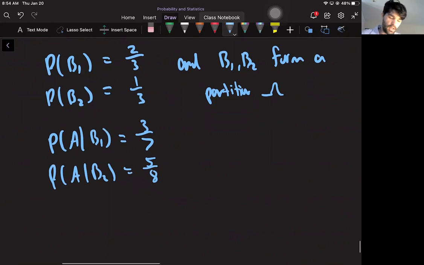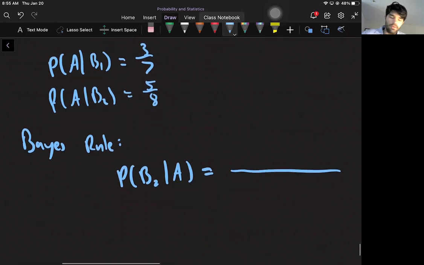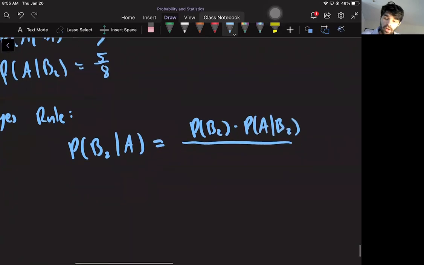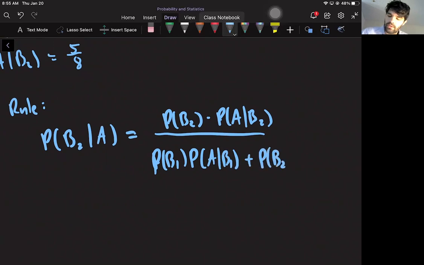So with all this information, I can now use Bayes' rule because I have all of the conditionals in the reverse order. So I can figure out the conditional of B2 given A because I know the probability of B2. I know the probability of A given B2. And I also know the probability of A given B1. I also need the probability of B1. So as long as I have those, then I can use this equation.